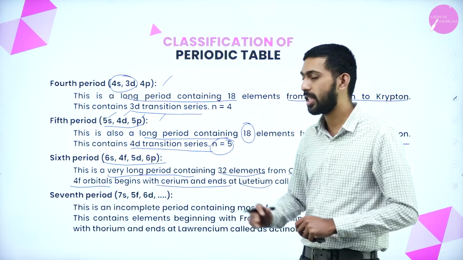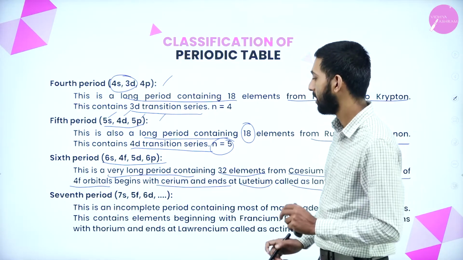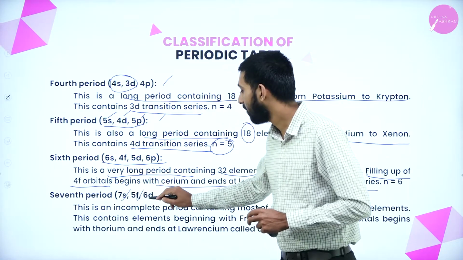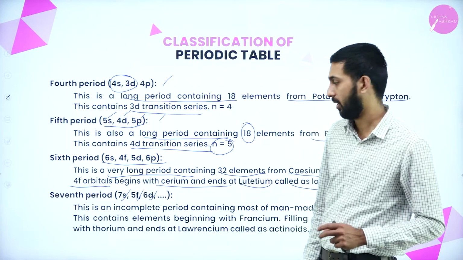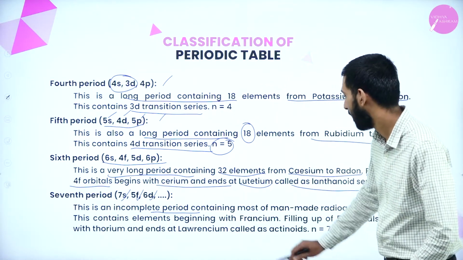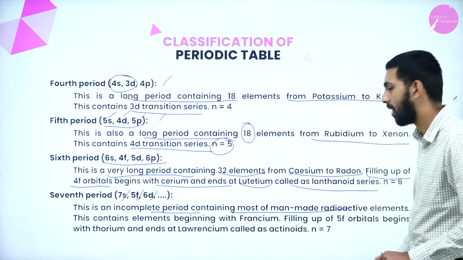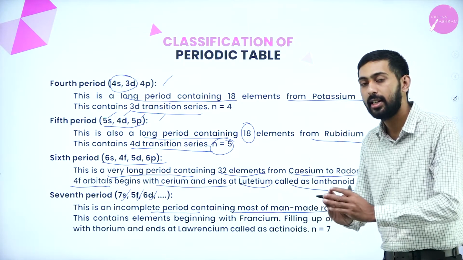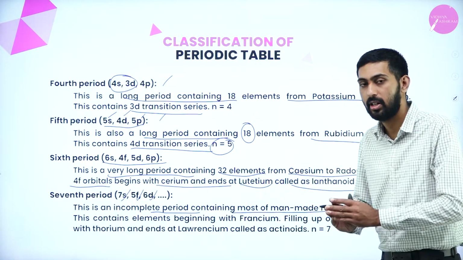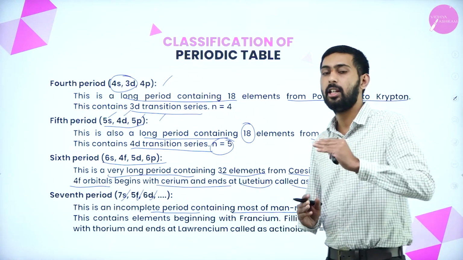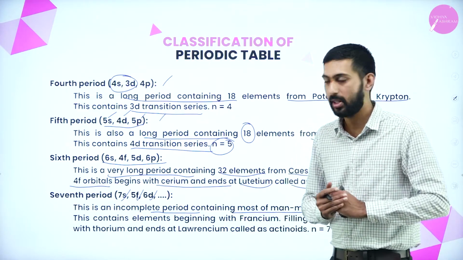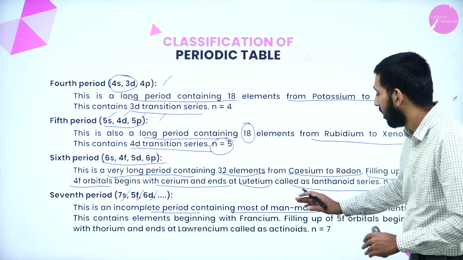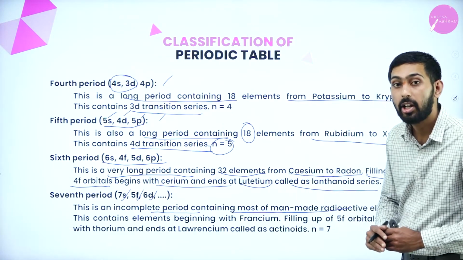Okay. Next thing is seventh period. In the seventh period, which orbitals will be there? 7s, 5f and 6d orbitals will be there. This is an incomplete period containing most of the man-made radioactive elements. The seventh period contains radioactive elements. These elements are at the bottom of the periodic table.